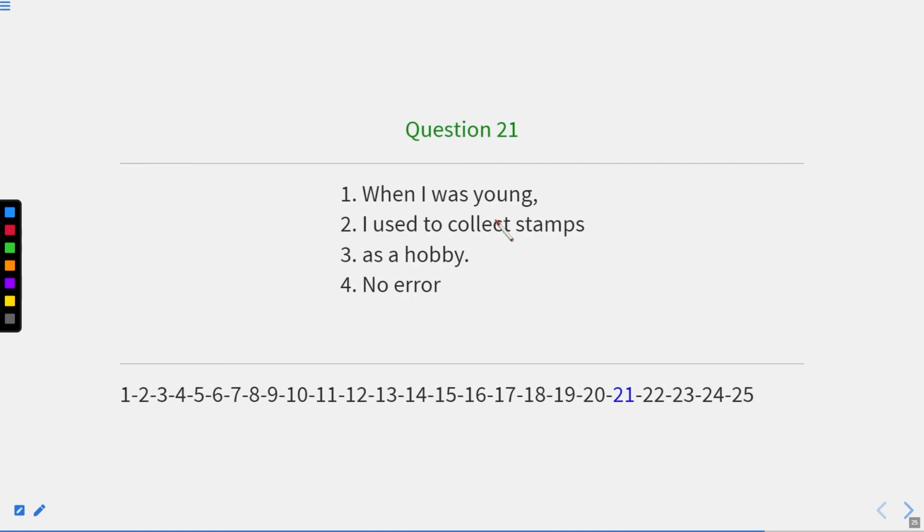Now, when I was young, I used to collect stamps as a hobby. Now, when I was young is the time of past. I used to collect, this is also past, collect stamps as a hobby. So up to this part it is correct. So according to me the sentence contains no error. So the solution will be no error, that is the fourth option. Why so? Because this entire sentence contains no error. Okay, now let us move to the next one.